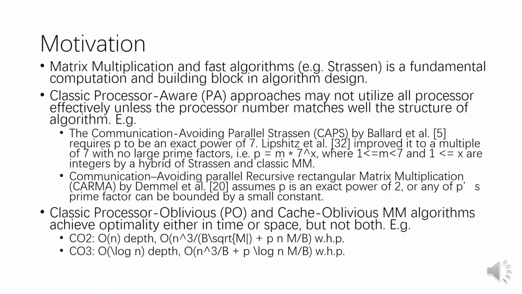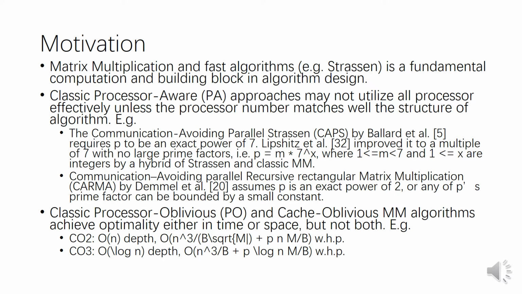On the other hand, the classical process-oblivious and cache-oblivious algorithms achieve optimality either in time or space, but not both. For example, the CO2 algorithm has an O(n) depth and optimal cache complexity, and the CO3 algorithm has an O(log n) depth and suboptimal cache complexity. The depth is the critical path length of the DAG of the parallel algorithm. So the log n depth of the CO3 algorithm is better, but its cache complexity is worse. On the other hand, CO2 has a suboptimal depth, that is, its critical path length is much longer than CO3, but it has a better cache complexity.